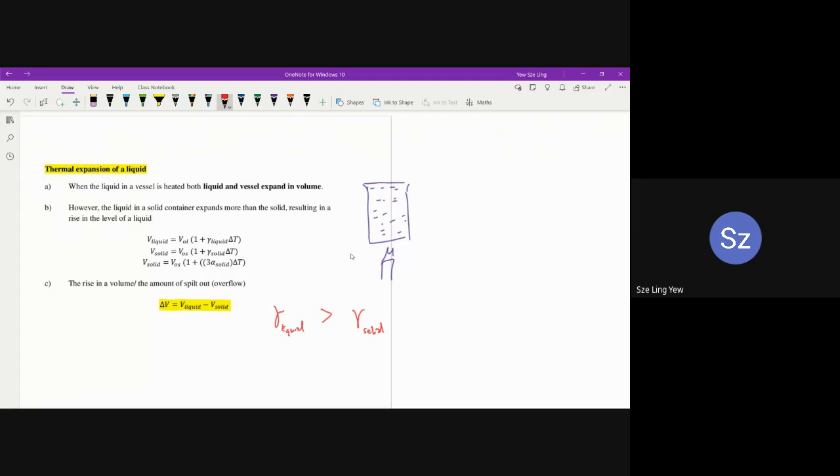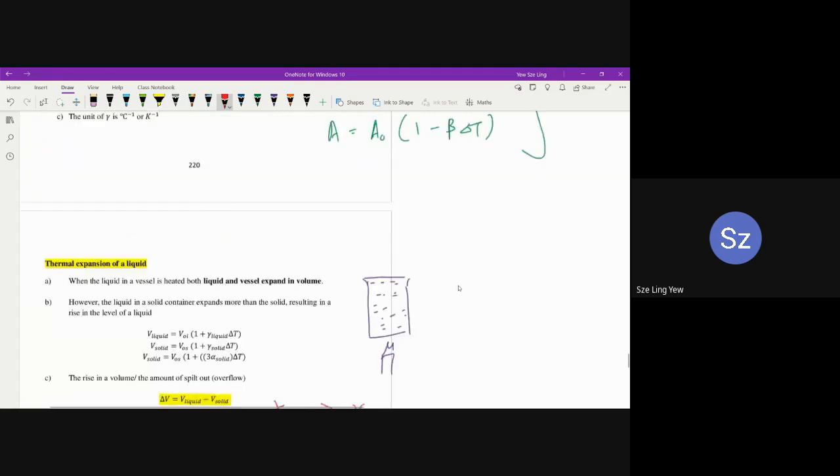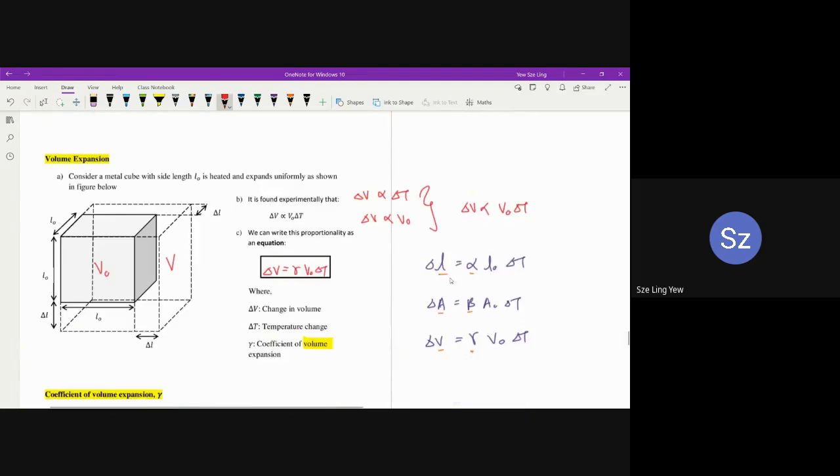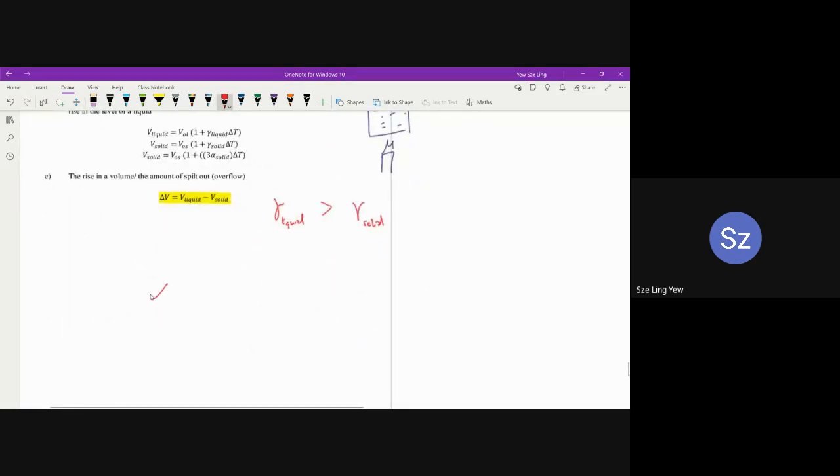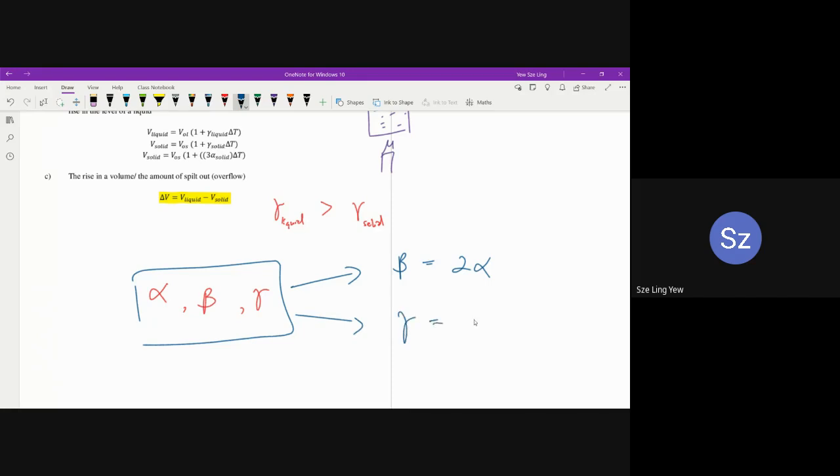Therefore, it can overflow. I think something is missing in your notes. I want you to write down the relationship between alpha, beta, and gamma. Sometimes questions will just give you the value of alpha, so you have to know that beta is equal to 2 times alpha, and gamma is equal to 3 times alpha. This is missing from your notes, so make sure to write it down.